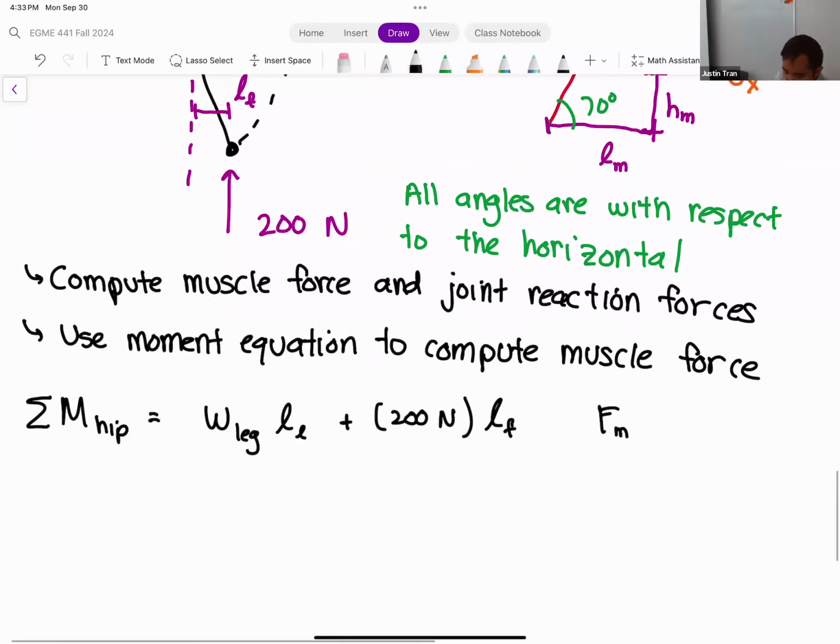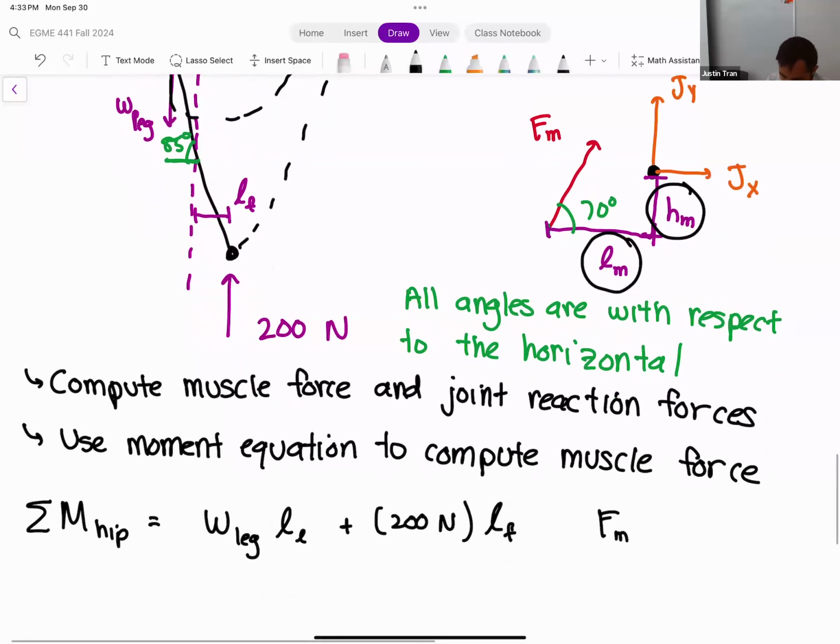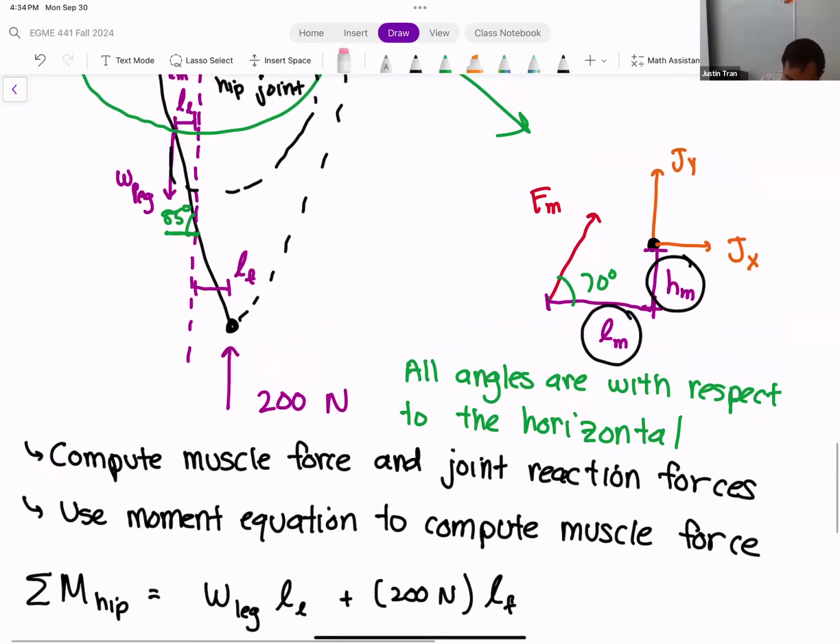But if you look at how the direction for FM is defined here, FM's direction is defined with respect to the horizontal, right? And in fact, the distances we're given here are a perfectly vertical component in HM and a perfectly horizontal component in FM. And so in this case, the way that we can compute the contribution to the moment is if we take FM and break this up into its X and Y components.